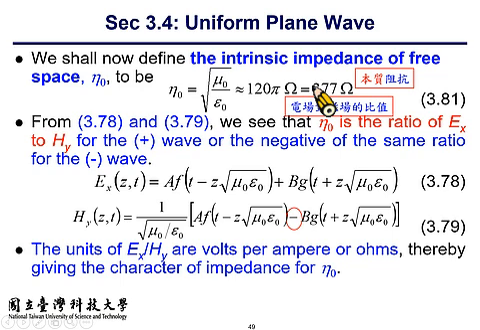The thing that is noted is the unit for the intrinsic impedance is ohm, which is also the unit for resistance. However, intrinsic impedance is not a resistance. It just happens to have the same unit as resistance.